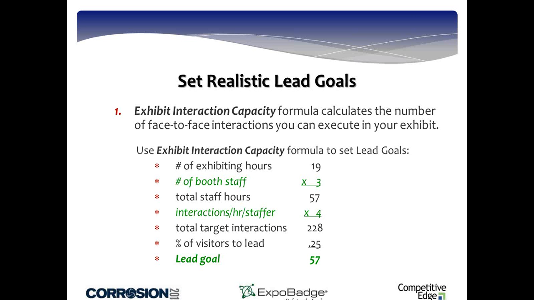I want you to pick one of those numbers, 3, 4, or 5. Now, you multiply that by your total staff hours, and you have got your exhibit interaction capacity, or the total number of face-to-face one-to-one interactions you can generate.